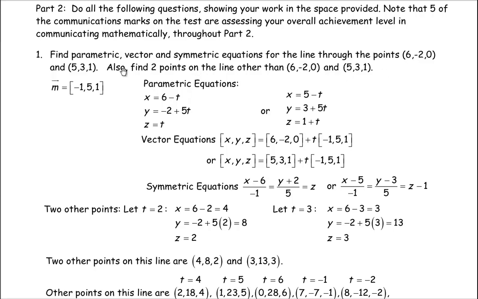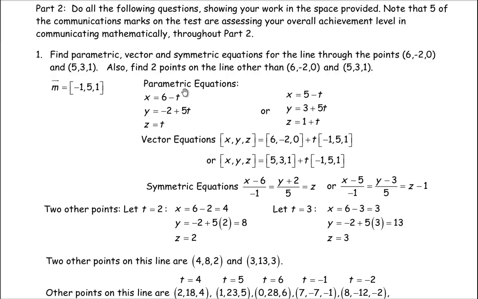So 5 minus 6 is -1. 3 minus -2 is 5. And 1 minus 0 is 1. Now, if you subtract in the other order and got (1, -5, -1), that's fine. There's nothing wrong with that at all. Okay, so that's the direction vector that I am going to use, though. So here I've given two possibilities for each of these.